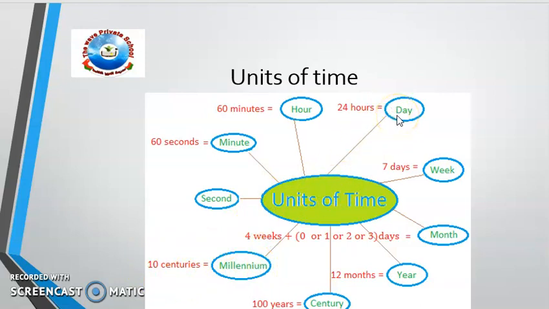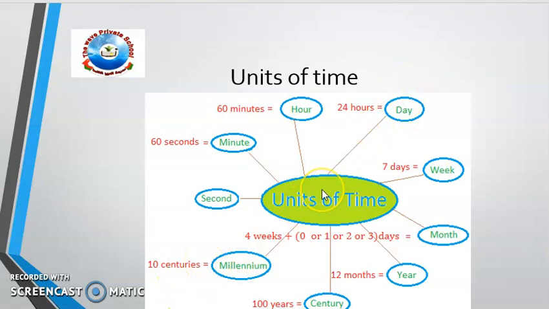First of all we have the day, which has 24 hours. After that the week will come, which has 7 days, and after the week the month will come. We can say there are 4 weeks in a month, plus sometimes 1 more day, sometimes 3 more days. So basically we can say a month has 4 weeks, and then a year has 12 months, then a century is 100 years, and then a millennium has 10 centuries.